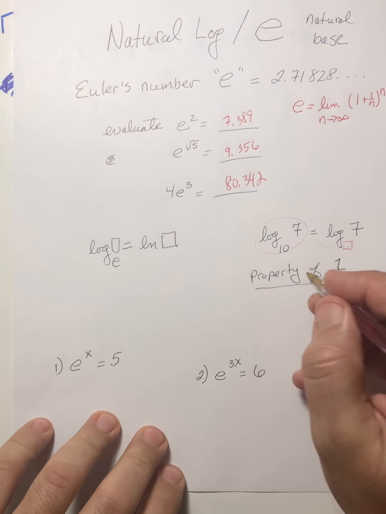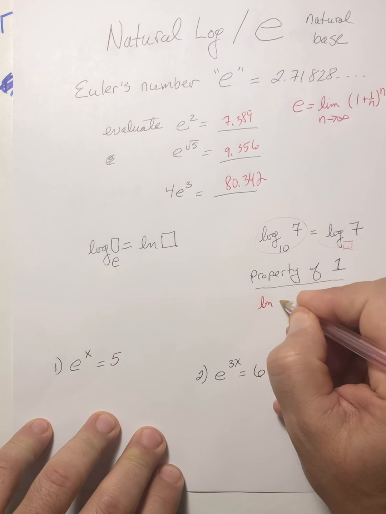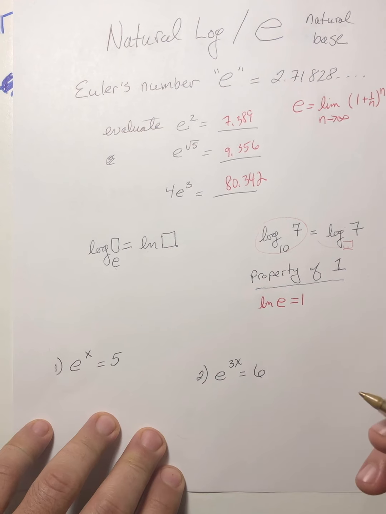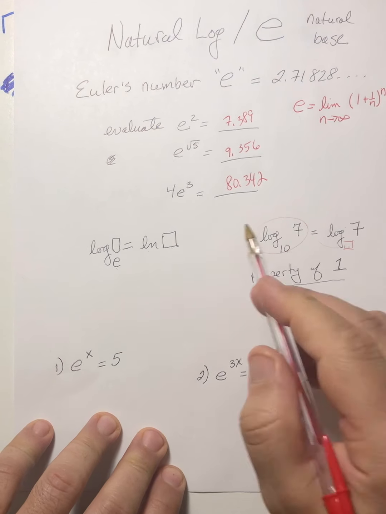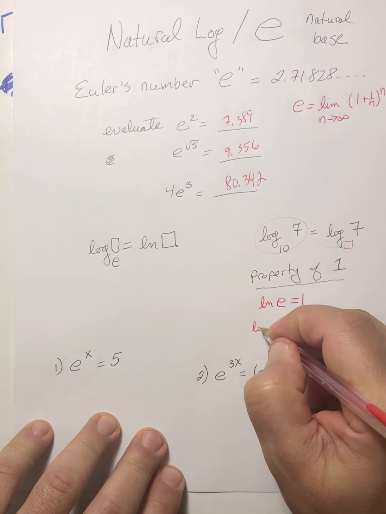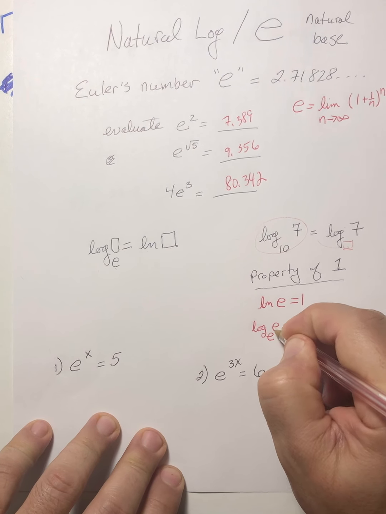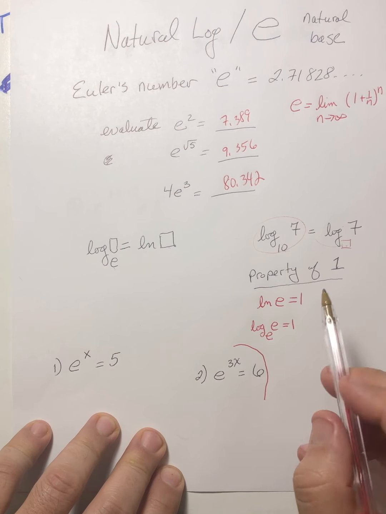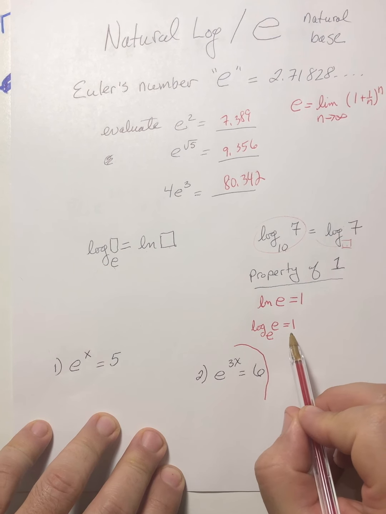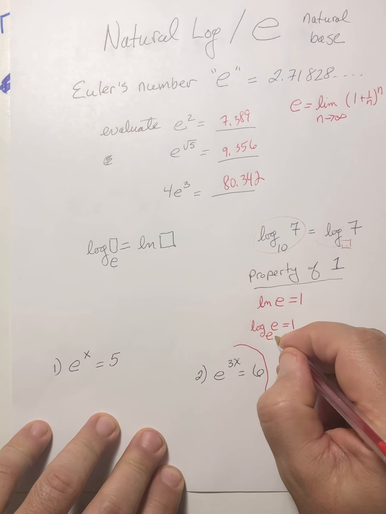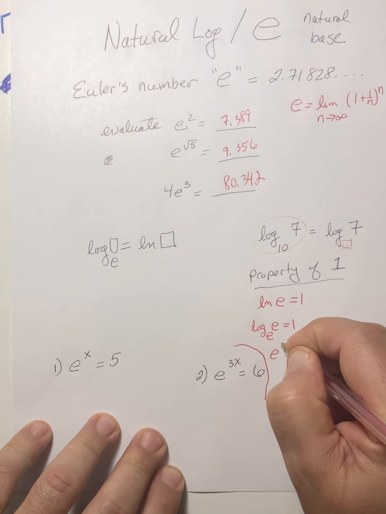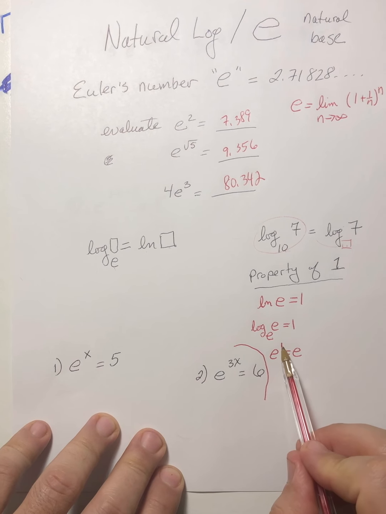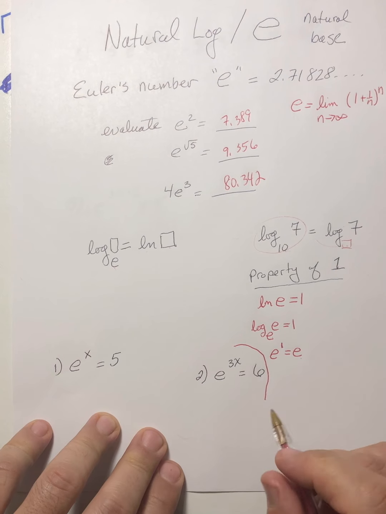Now, some properties of 1. ln of e is equal to 1. Why? Well, I'm going to rewrite this so it's log base e of e equals 1. And remember, this is log form. How can I change this to exponential? That's right. It's e to the power of 1 equals e. Doesn't that make sense? Anything to the power of 1 is itself. There you go. That's your property of 1.